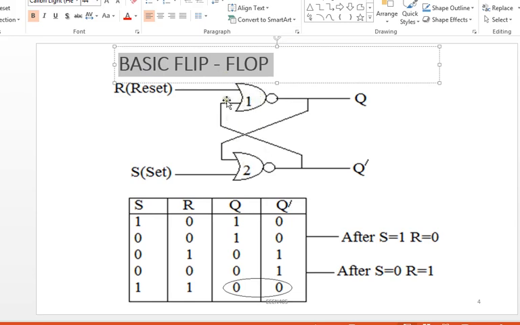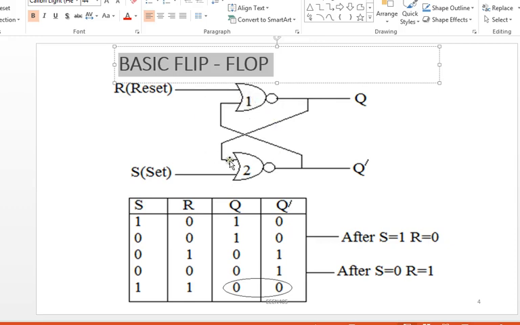So this is the block diagram, or the logic circuit, of the basic flip-flop using NOR gate. We have 2 of them, gate 1 and gate 2. And as you can see, each of these 2 gates has an external input. This one has reset, this one has set, and the output of this one is taken as feedback into the second gate. Likewise, the output of the second gate is taken as input into the first gate as feedback.